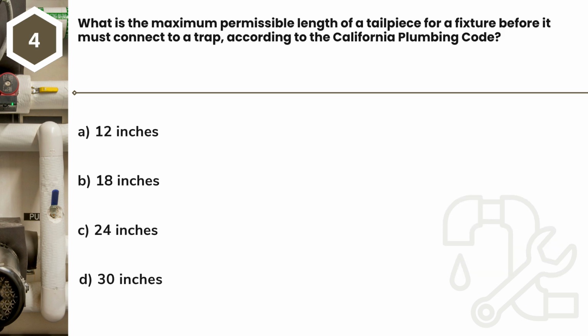Question 4. What is the maximum permissible length of a tailpiece for a fixture before it must connect to a trap, according to the California Plumbing Code? A. 12 inches. B. 18 inches. C. 24 inches. D. 30 inches.